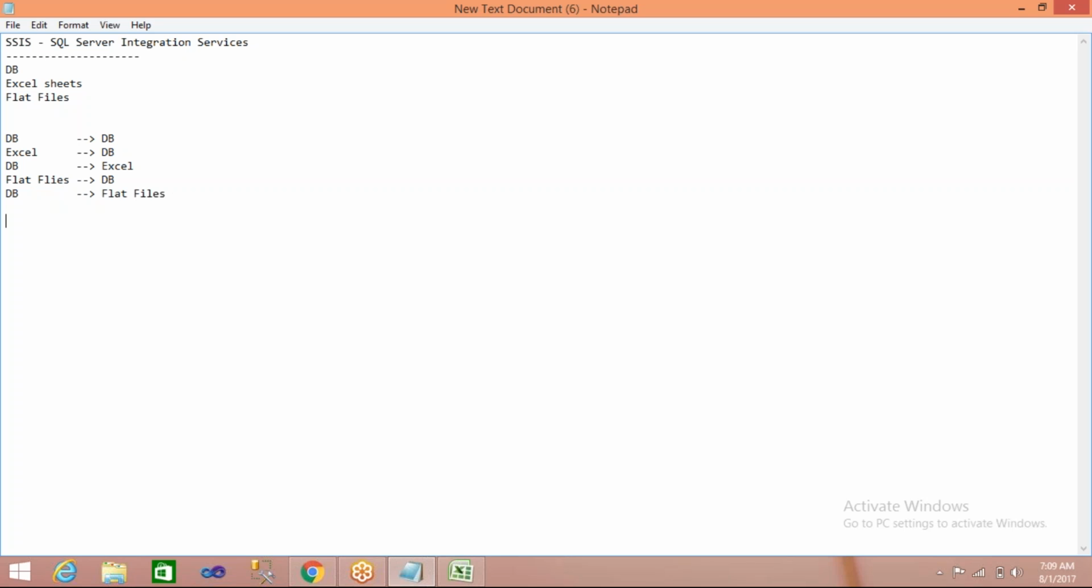When we are talking about loading the data using SSIS, SSIS will act as an intermediate layer between the source and destination. Let us say this is the source here and this is the destination here. Using SSIS, you are going to load the data. That means SSIS needs to interact with the source system and SSIS needs to interact with the destination system. Then only the loading will happen.